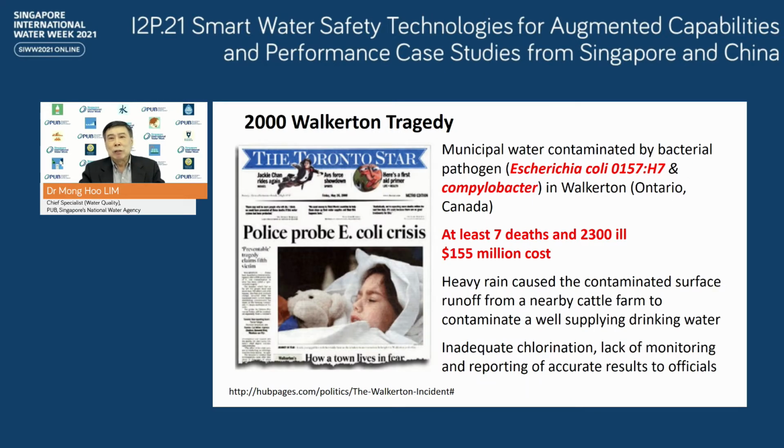The year 2000 Walkerton tragedy is one of the world's largest outbreaks of E. coli O157:H7 disease, and it was also the worst public health disaster involving a municipal water supply in Canadian history. The tragedy was caused by contaminated runoff from cattle farms and inadequate disinfection at the water treatment plant, resulting in at least 7 people dying and more than 2,300 people becoming ill. The estimated cost of damages was 155 million.